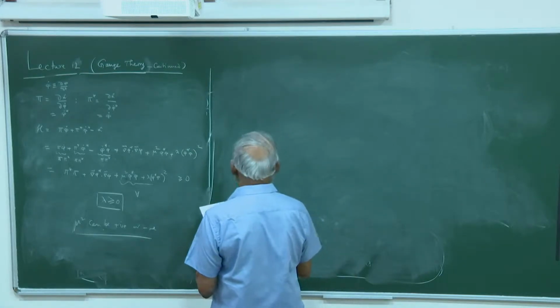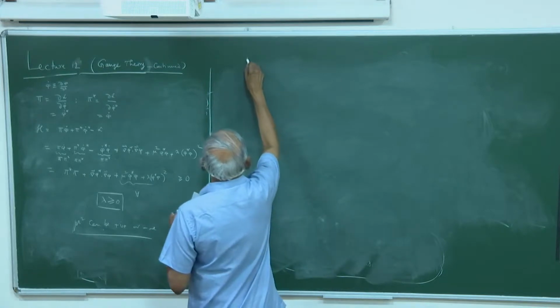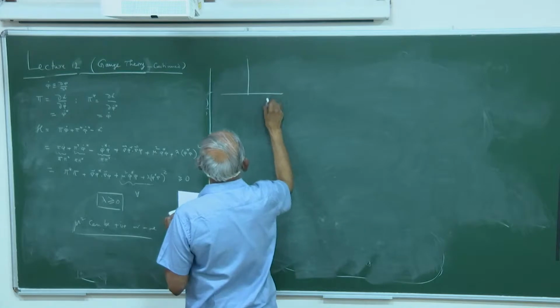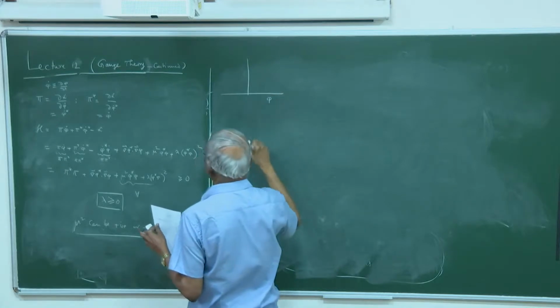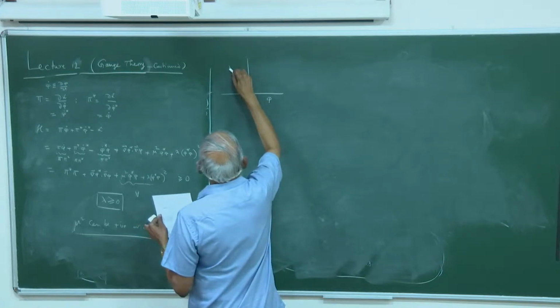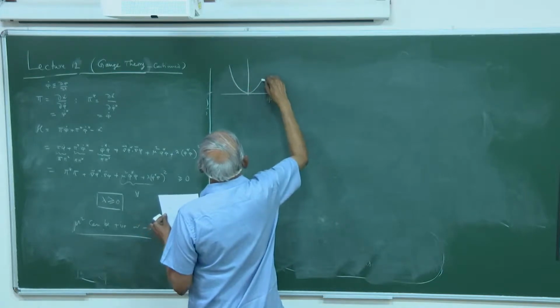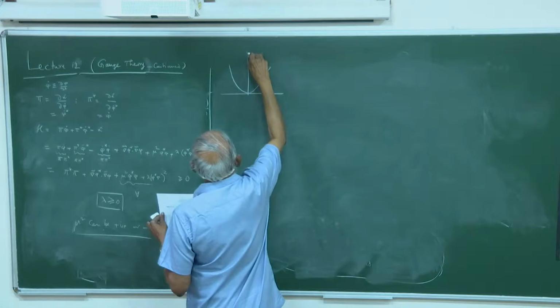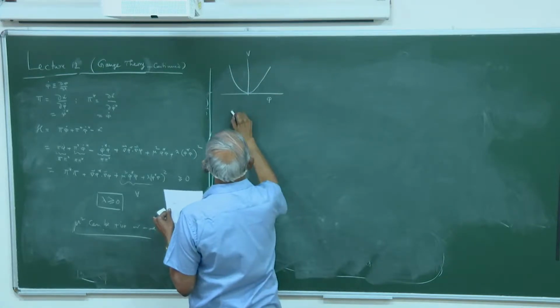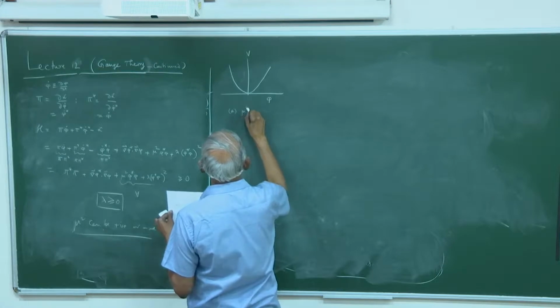For mu squared positive, we plot the potential as a function of phi. I am considering a single component phi rather than phi and phi star here. For a single component phi, it is just a parabola, quadratic, like this. So this is the case mu squared positive.